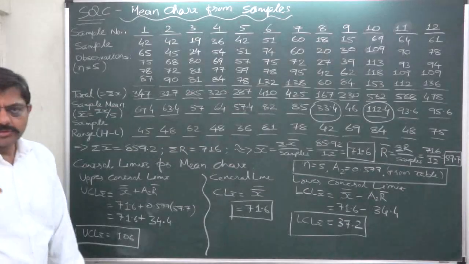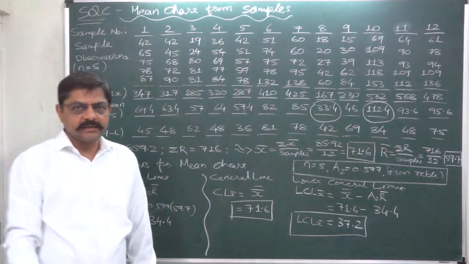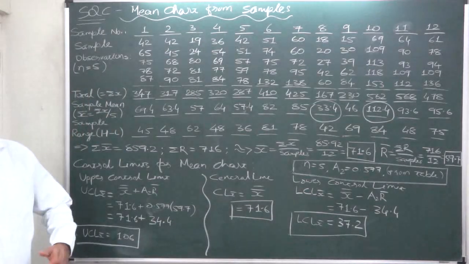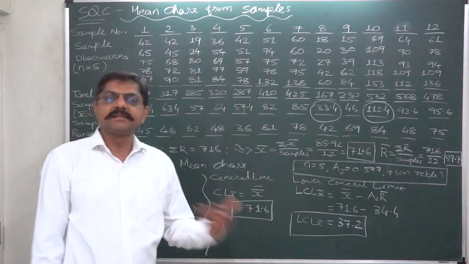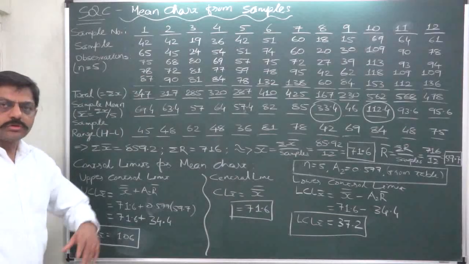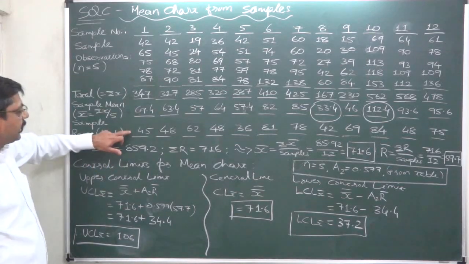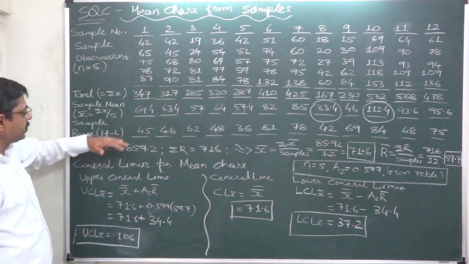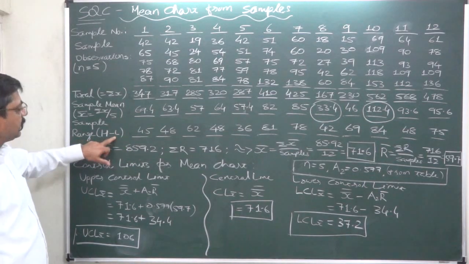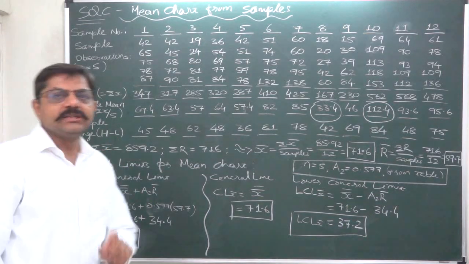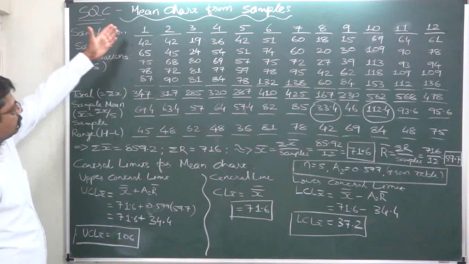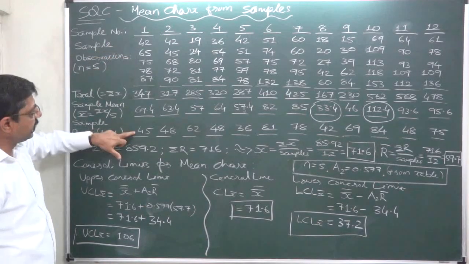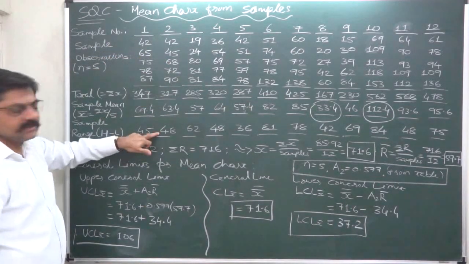But we know that to construct a mean chart, we have to find out the upper control limit as well as the lower control limit. And to find these, we must have the mean of the ranges. So to construct a mean chart, we must have the sample ranges also. What is sample range? The difference between the highest sample value and the lowest sample value is called the range of the sample. The values are already in ascending order. Highest value minus lowest value, that is the range.